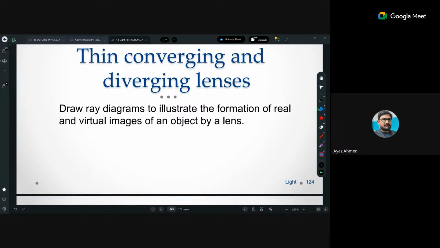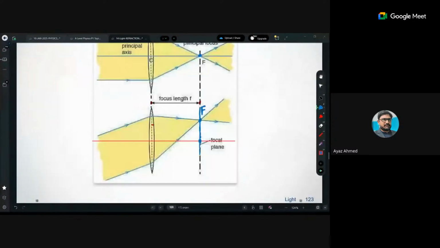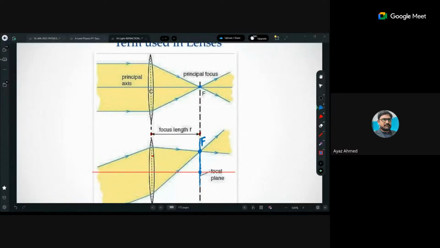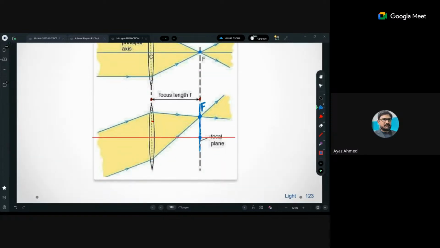Any question? Yes, Mariam? Sir, how do you determine the focal plane again? Focal plane is nothing, just a line which passes through the principal focus and is perpendicular to the principal axis. That's it. Look, if you make the light incident from this side, the focal point will be shifted down. If you throw the light parallel, the focal point will be here. So the focal point can vary, but the focal plane will remain the same.